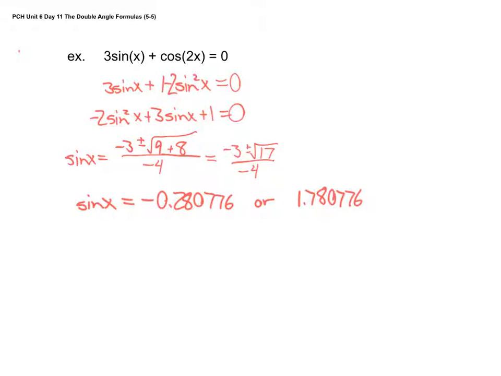Oh yeah, we can't do the negative one. Well, which one can't we do? Wait, the positive one because it's bigger than 1. Yeah, this is bigger than 1. We can't have a sine equal to something bigger than 1.